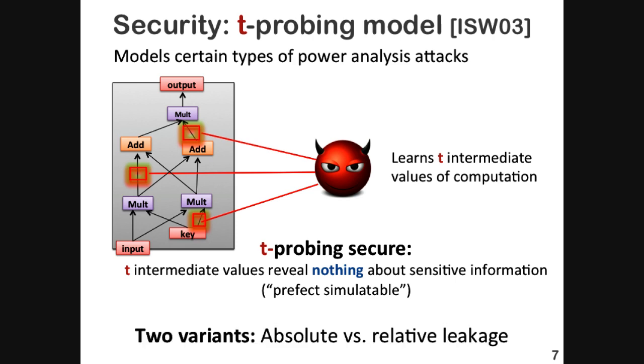Okay, so this is typically what's done. And there are two variants. One is where we talk about absolute leakage, and the other about relative leakage. They were both introduced in the work of ISW, and I want to show you the difference between these two models now. The first one, the absolute leakage model, puts a bound on the total number t of probes in the circuit. So that's a total restriction on what the adversary can learn.